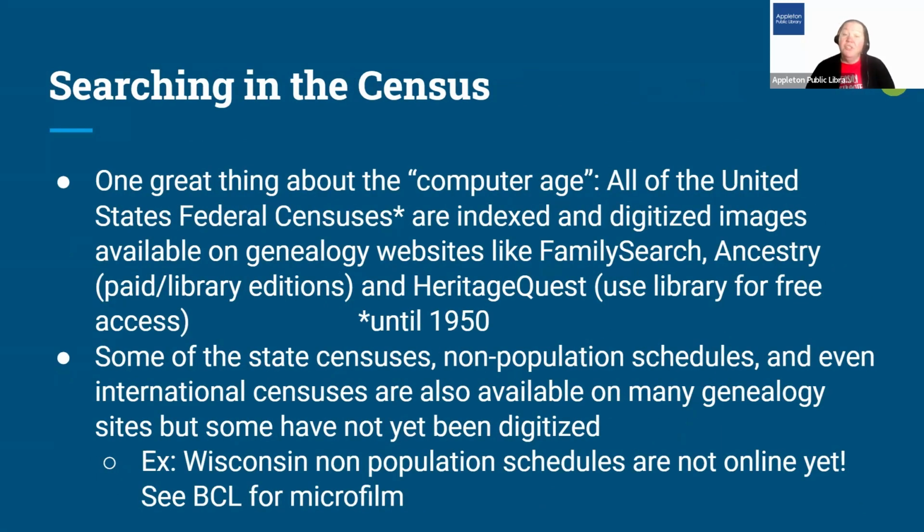Now we're going to talk about searching in the census. One great thing about this computer age that we're in: all of the United States federal censuses up until 1950 are indexed and digitized online and available on many of the main genealogy websites like FamilySearch, Ancestry, both the paid edition and the library edition, and HeritageQuest, which you can again use through the library for free. And I'll show you an example of how to do that in just a second.